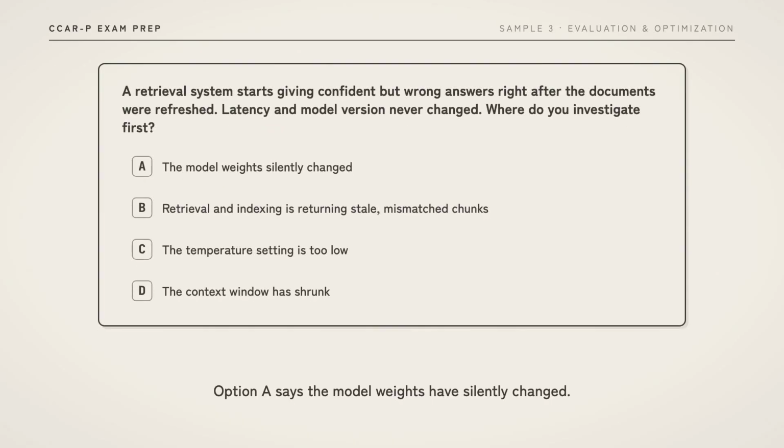Option A says the model weights have silently changed. Option B says the retrieval and indexing step is returning irrelevant or stale chunks. Option C says the temperature setting is too low. Option D says the context window has shrunk.